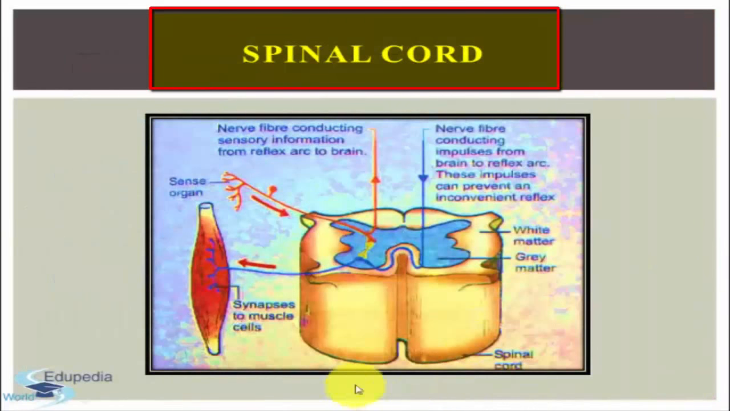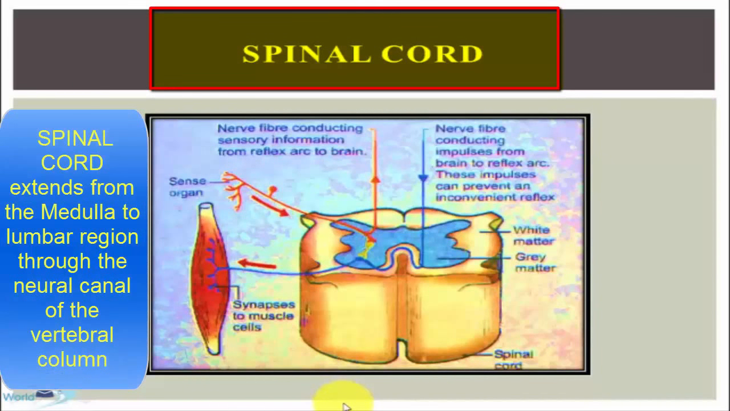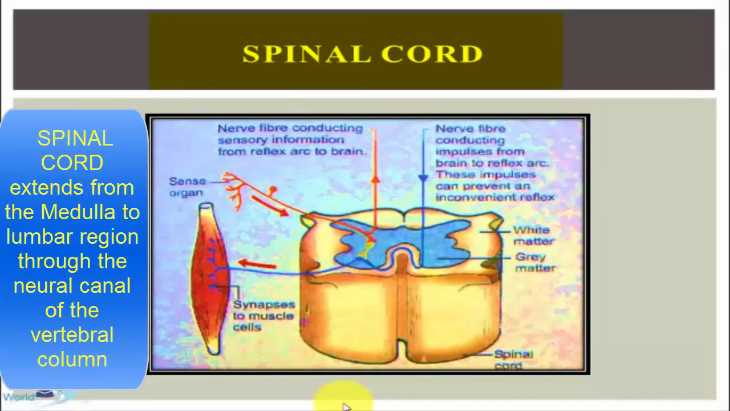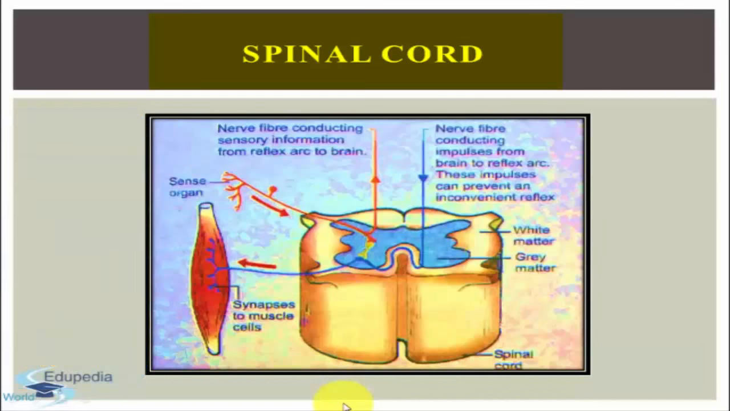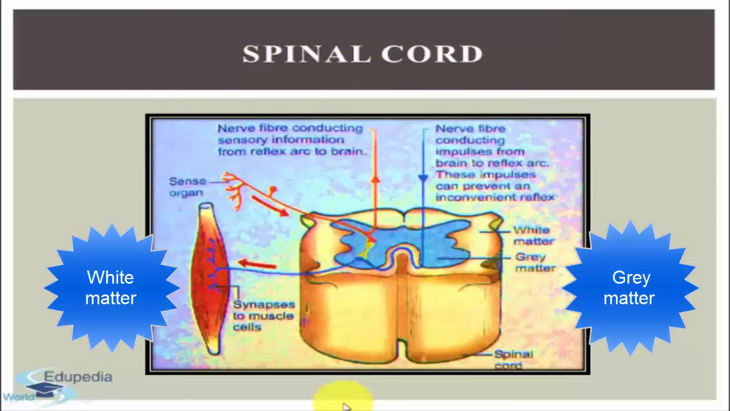See, the spinal cord extends from the medulla to the lumbar region through the neural canal of the vertebral column. It is cylindrical in shape. Unlike the brain, the white matter surrounds the grey matter. The grey matter, containing the cell bodies of motor and connecting neurons, is inner, and the white matter is outer.